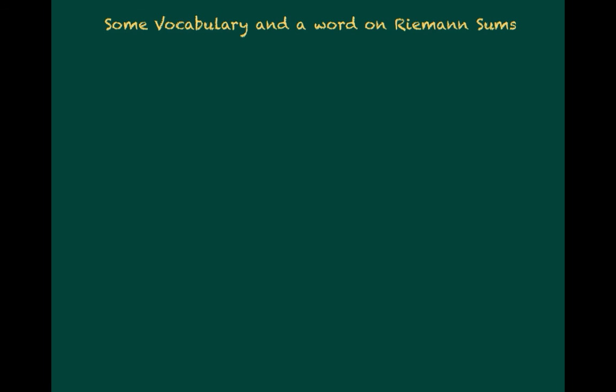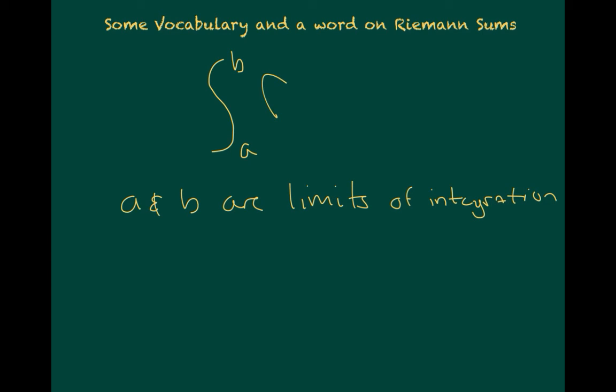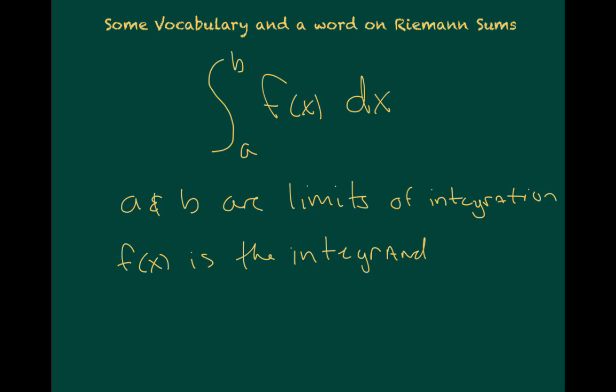Okay, so let's just make sure we have some vocabulary straight, and then we'll wrap up the video. This elongated s is the integral symbol, and the a and b are your limits of integration. f of x is known as the integrand. And very importantly, the delta x becomes dx in this new notation we have.